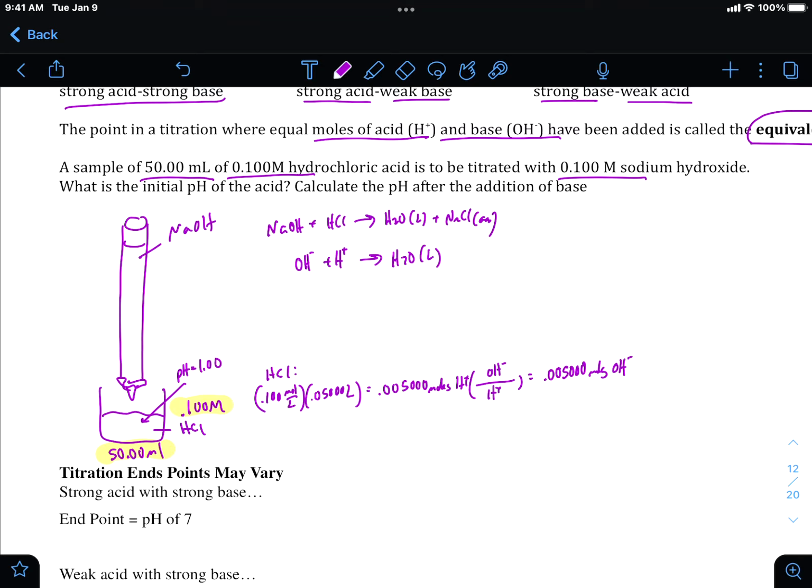So if that is the number of moles of hydroxide at the end, at the equivalence point, your moles of acid and your moles of base equal each other, right?